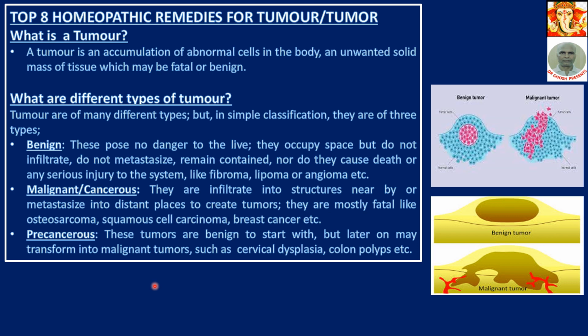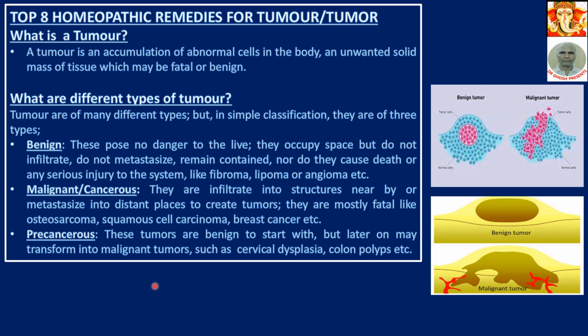What are different types of tumor? Tumors are of many different types, but in simple classification they are of 3 types. Benign: these pose no danger to life. They occur in space but do not infiltrate, do not metastasize, remain contained, nor do they cause death or any serious injury to the system. Examples: fibroma, lipoma, angioma, etc.